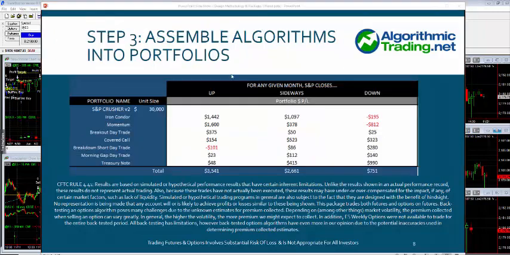Okay, so in this final step, what we do is we assemble the algorithms into a portfolio. What you're looking at here is, again, based on the back-tested models, the S&P Crusher V2. It trades the iron condor, the momentum, the breakout day trade, the covered call, the breakdown short, the morning gap, and the Treasury note. So the Crusher is a collection of these 7 algorithms.